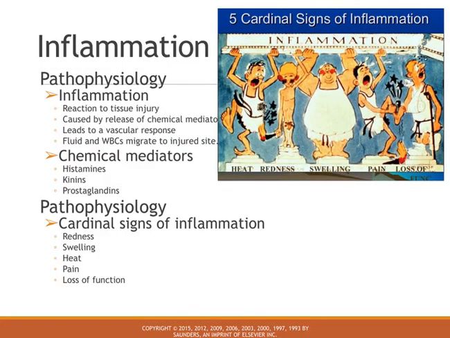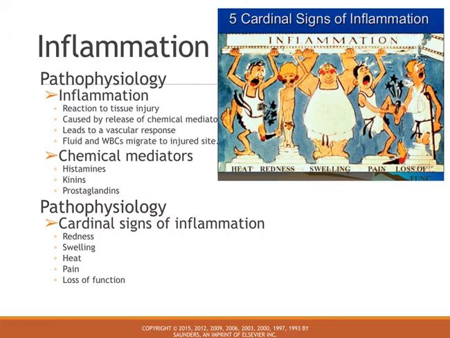So the first thing we need to talk about is what is inflammation. Inflammation is the response to tissue injury and or infection. When the inflammatory process occurs, a vascular reaction takes place in which fluid, elements of blood, leukocytes, which are white blood cells, and chemical mediators, they accumulate at the injured tissue or infection site. The chemical mediators are histamine, kinins, and prostaglandins.